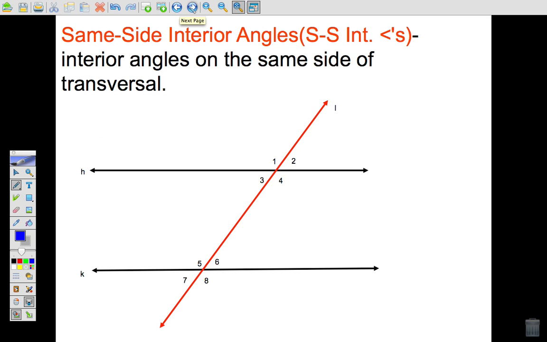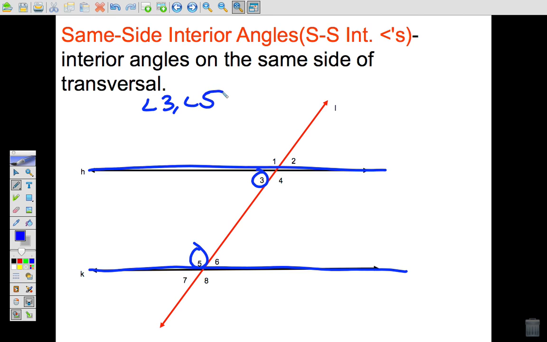Same side interior angles. Now, same side interior. Interior means they're inside the two lines that the transversal crosses, but they're on the same side of the transversal this time. So angle 3 and angle 5 are same side interiors. Angle 4 and angle 6 are same side interior angles. So 3 and 5, 4 and 6. Understand where they came up with this name. Same side meaning they're on the same side of the transversal. Interior meaning they're inside the blue lines as I marked them.